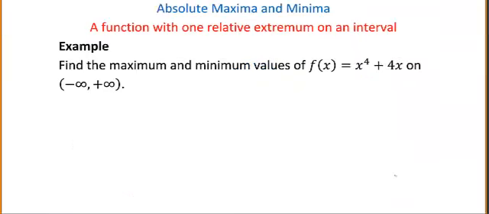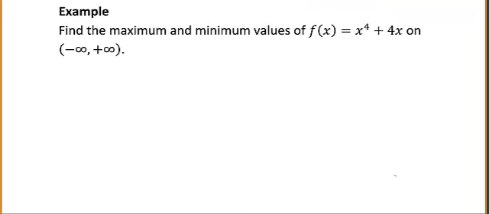Okay, let's take a look at one more example. Let's take a look at this function. Find the maximum or minimum values of f of x equals x to the fourth plus 4x on the entire real line. Well, again, this is not a closed or bounded interval, so we'll have to appeal to the second theorem. First of all, we'll have to look for critical points. Remember, critical points are where the first derivative is 0 or undefined.